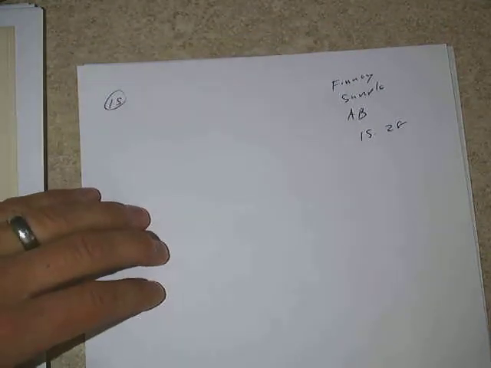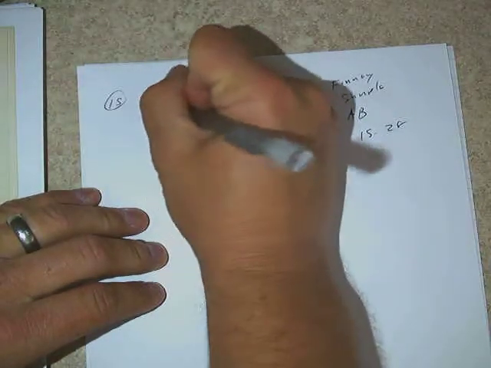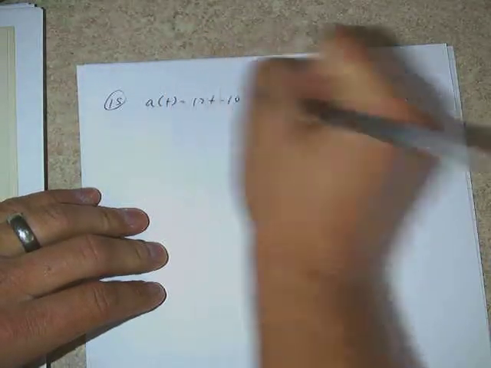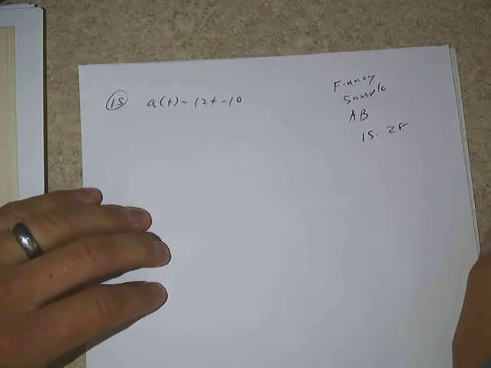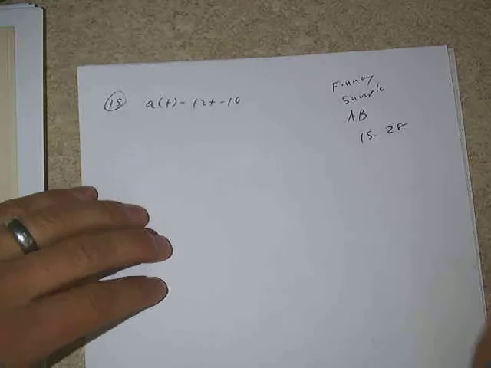So we've got the acceleration of a particle moving along the x-axis given by a of t equals 12t minus 10. So we have a variable acceleration here. At time 0, the velocity is 3, the position is 4. What's the position at time 2?